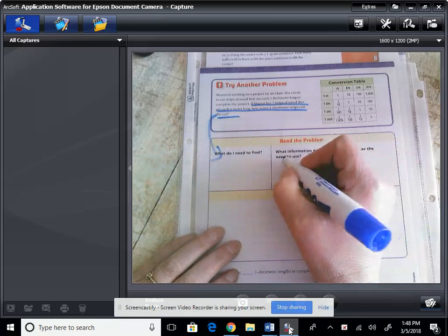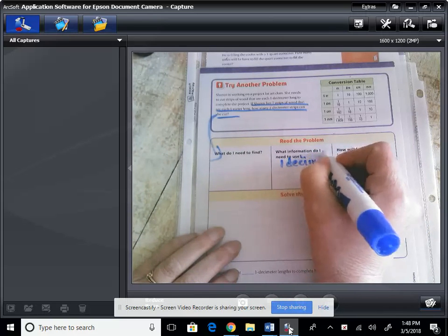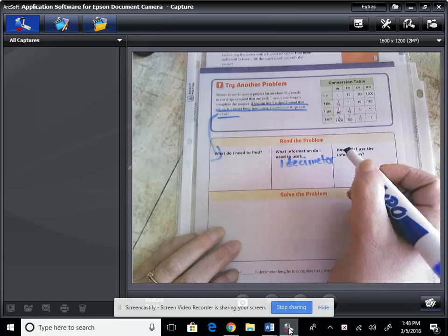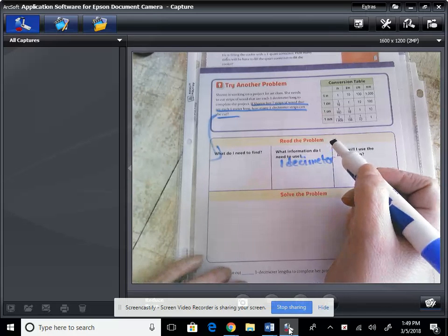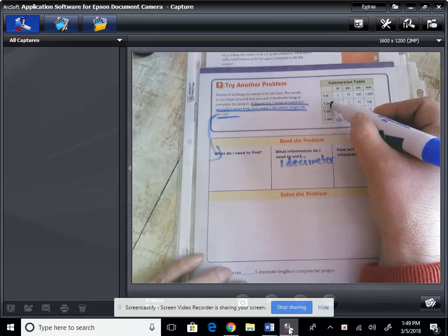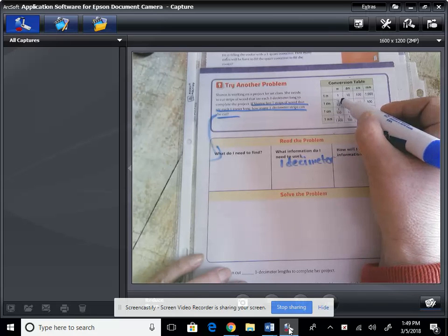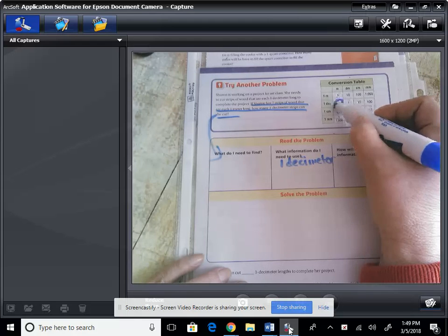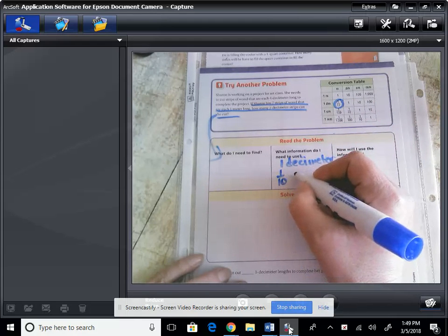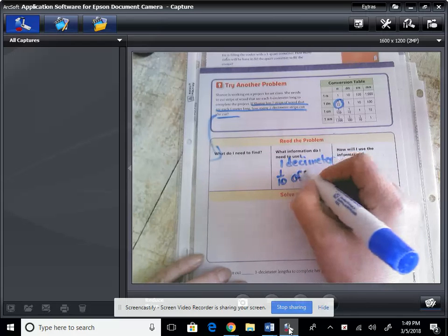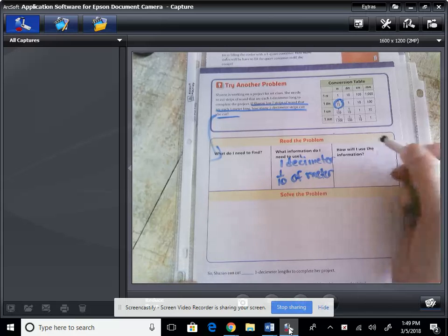So I know that I need 1 decameter to complete the project, and I know that 1 decameter is 10 meters. Okay, how can I use that information? Well, I can draw a table.